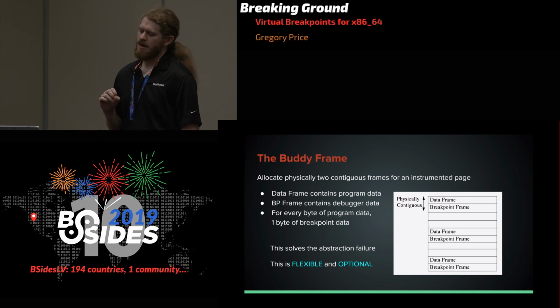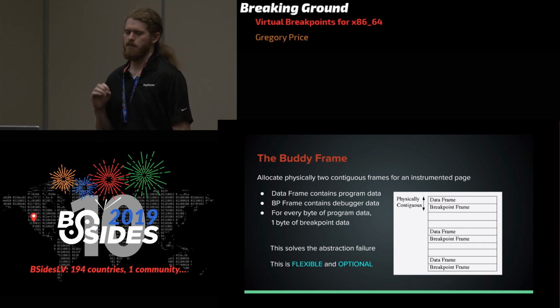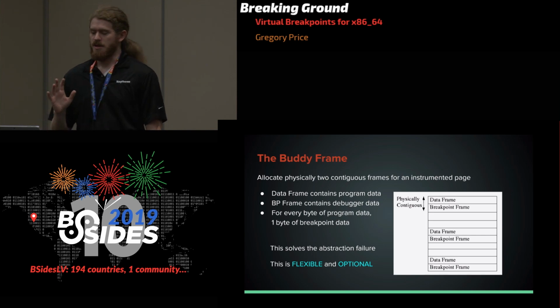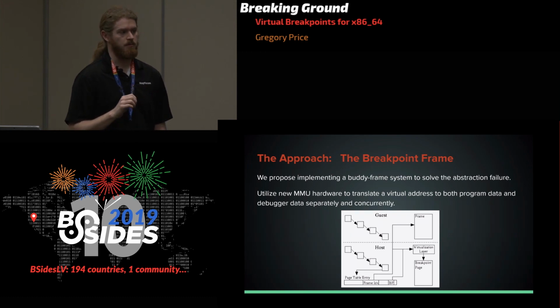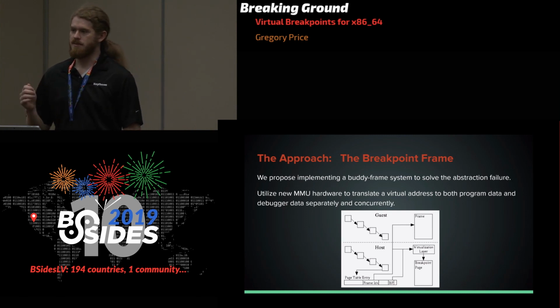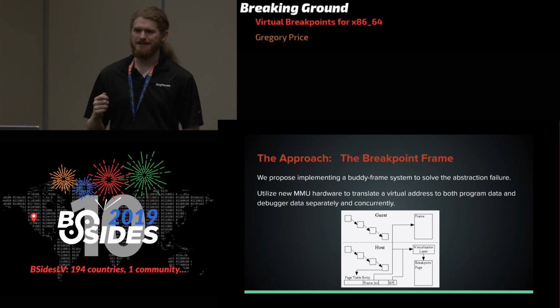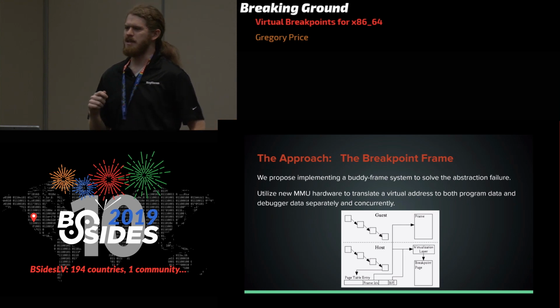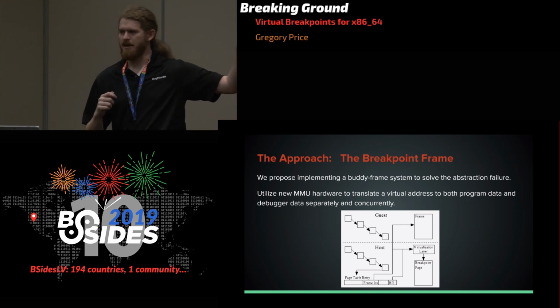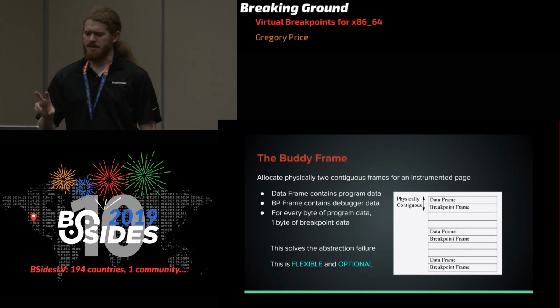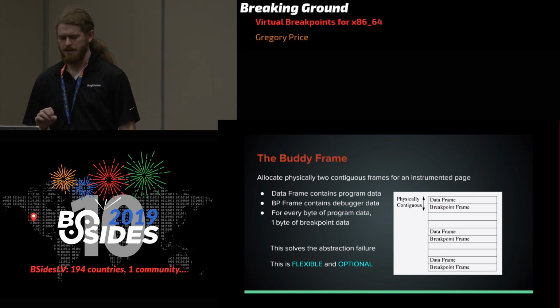Basically, we're going to allocate two physically contiguous frames per instrumented page. This means it is completely optional. If you don't want to allocate the frame, you don't have to. We accomplish that by placing a breakpoint bit in the page table entry down at the bottom here. If that breakpoint bit is set, we do this additional lookup. If the breakpoint bit is not set, we don't have to do that lookup. And since we're able to apply this to the extended page table permissions, that also means that a guest operating system can't view the breakpoint data either. So in this manner, we've actually solved that flexibility problem already.